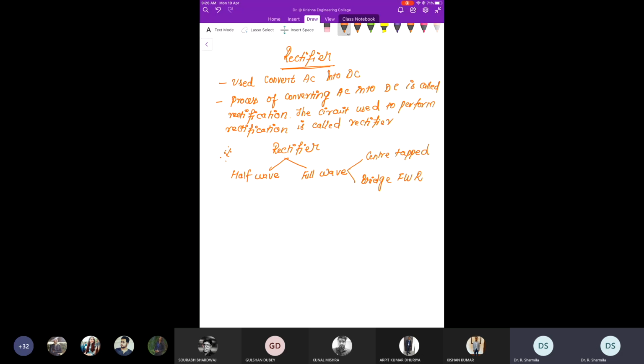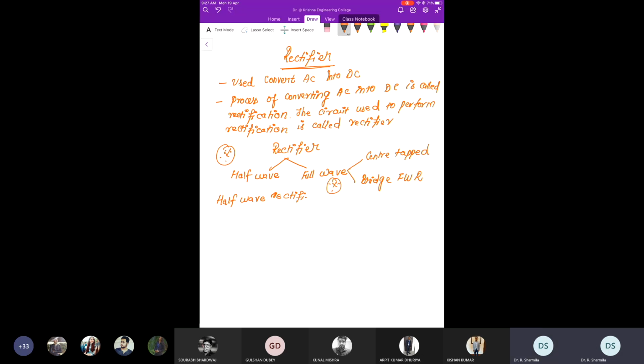I already told you this is a very important one. Most of the time they will ask you to explain the full wave rectifier. In the university exam, just refer to the previous year question papers. Each and every year at least one question they will ask from the rectifier. So first, today I am going to teach you the half wave rectifier.